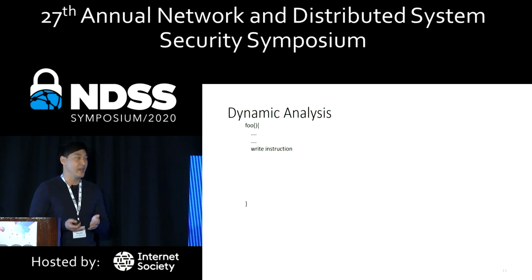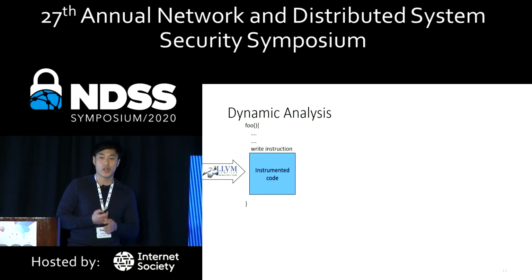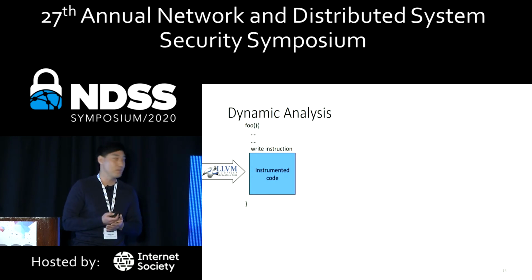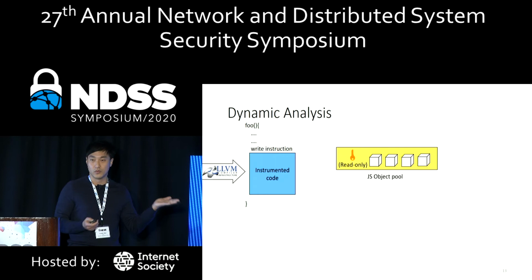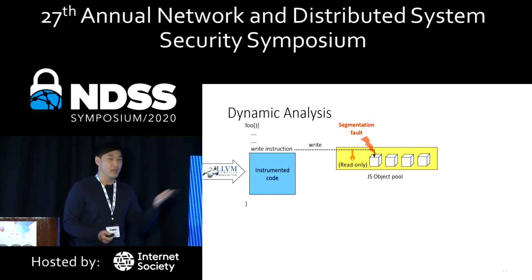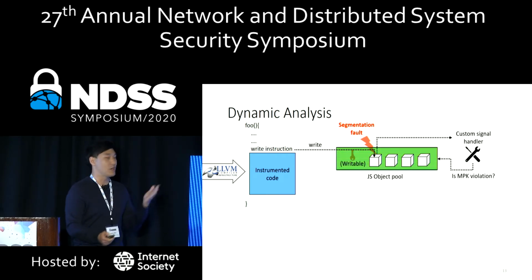Our dynamic analysis is basically instrumented code for all write instructions using LLVM. This instrumented code checks whether those write instructions touch a JavaScript object. We run this instrumented JavaScript engine with a well-defined input set while making JavaScript objects read-only. So when a write instruction tries to write to a JavaScript object, it will cause a segmentation fault because they are read-only. It goes to our custom signal handler, which checks whether it is an MPK violation or not, and changes the permission of the JavaScript object to writable. Then it goes back to our instrumented code, which checks whether the permission of the JavaScript object has changed.